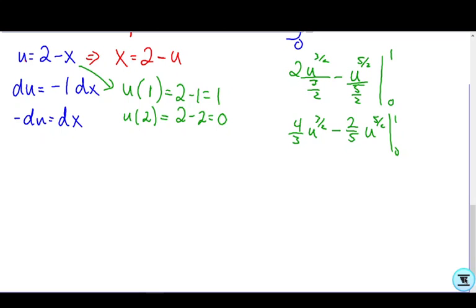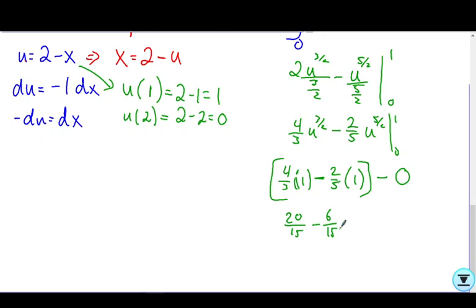And this makes it really easy to evaluate. Plug in 1, so you get 4/3 times 1 minus 2/5 times 1 minus 0. So you get common denominators. So this is going to be 20 over 15 minus 6 over 15, which ends up being 14 over 15, which is your answer. Okay?